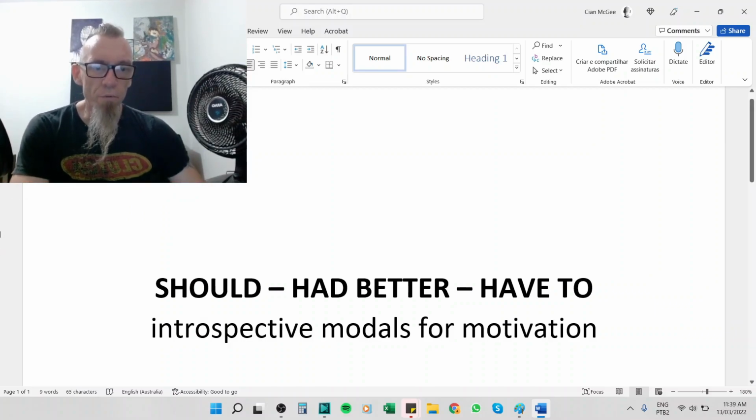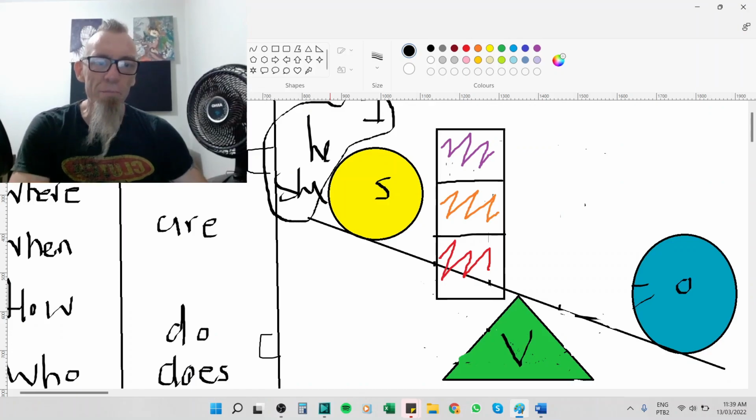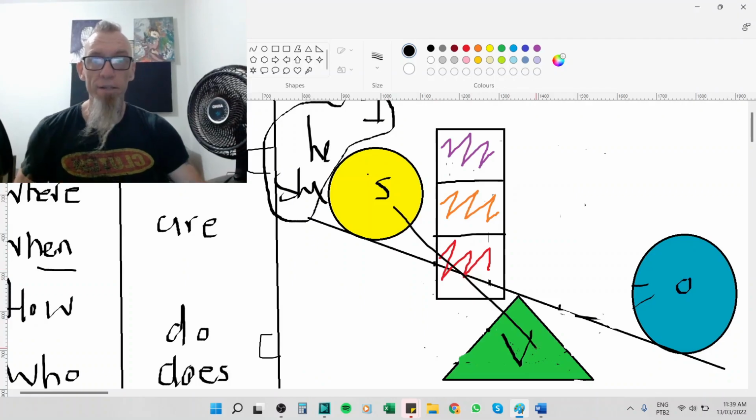So, first of all, what do we mean by these modals? Well, our modals come between the subject and the verb. So I should write, I had better write, or I have to write. What they do is they change the relationship between the subject and the verb. They change the feeling that we have.